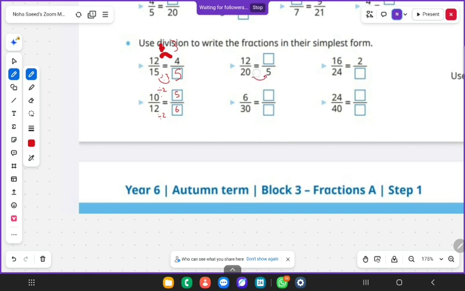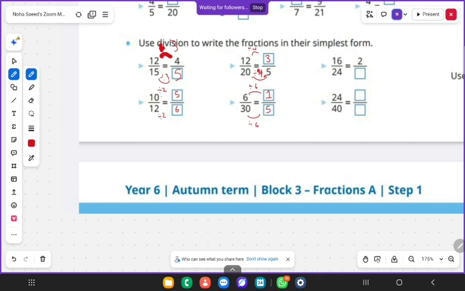And here, if I have 12 and 20, 20 became 5. How could it be 5? Because I divided by 4. So here I have to divide by 4. 12 divided by 4 equals 3. I finished. Here, 6 over 30. Just a second. 6 is common. Here I can divide by 6 and here I can divide by 6. 6 divided by 6 equals 1. 30 divided by 6 equals 5.